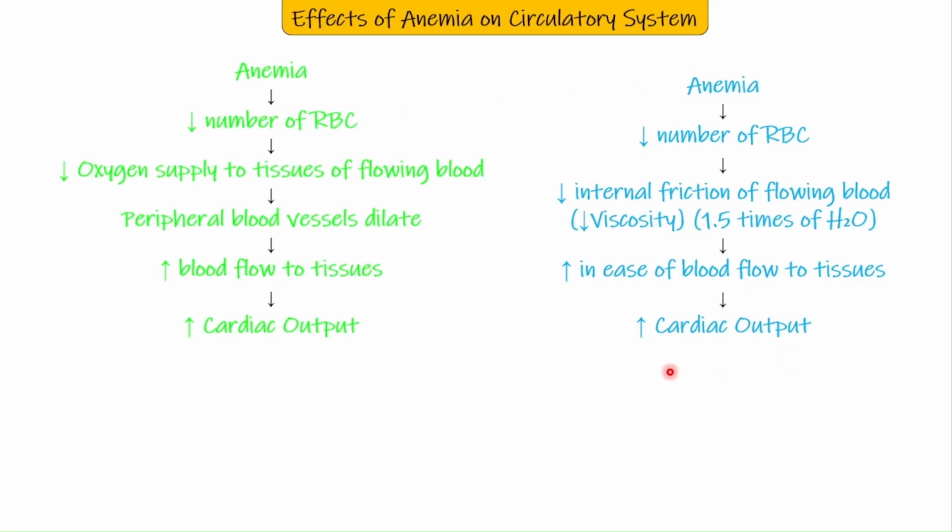So there are two mechanisms of increase in cardiac output because of anemia. One is because of the decreased friction, and the second one is because of the vasodilation, because of decreased oxygen supply. These two mechanisms are increasing the cardiac output in anemia.